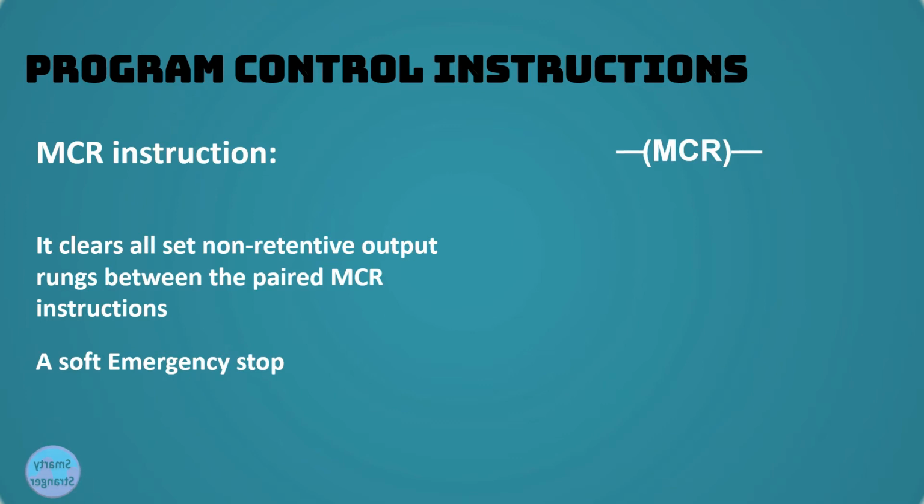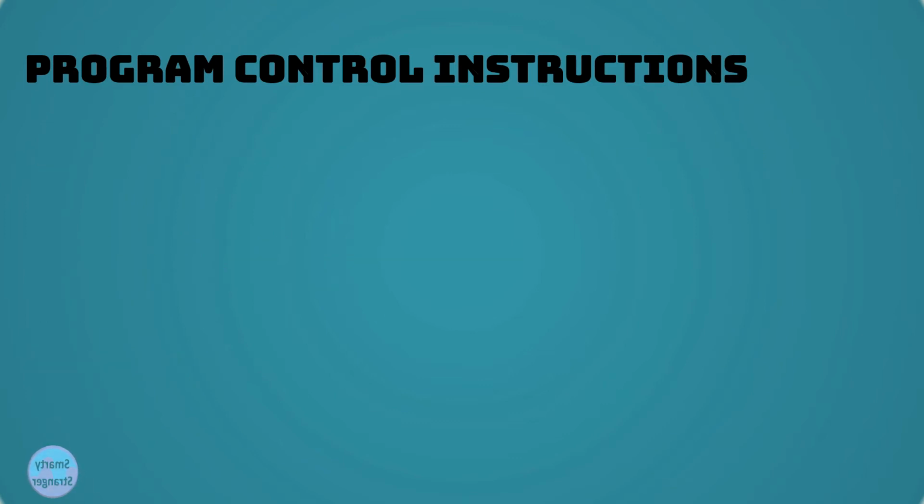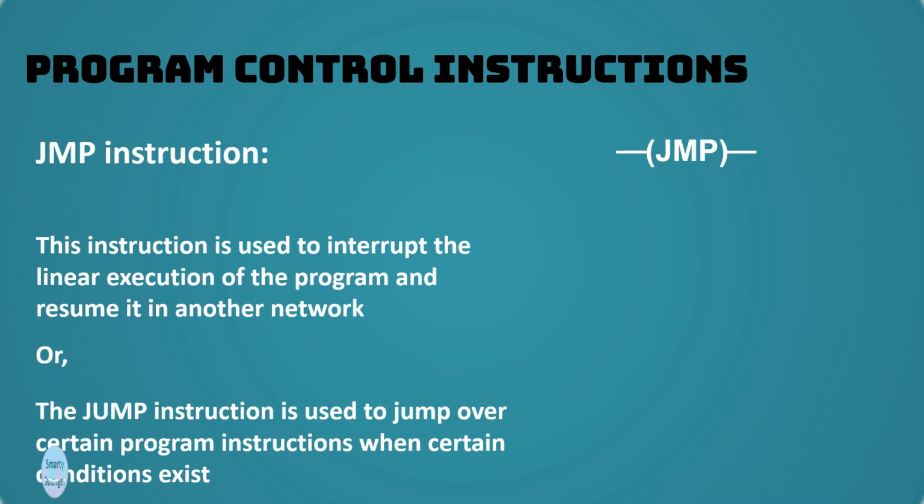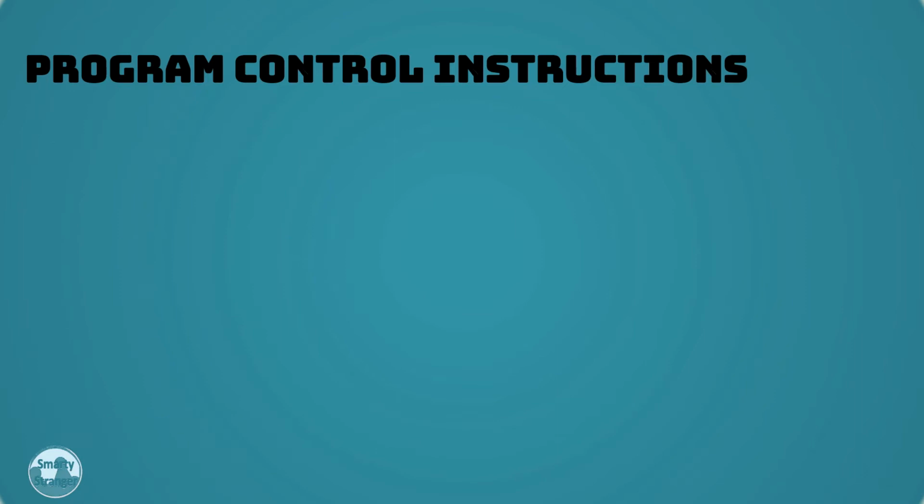The second member of this family is the Jump instruction, JMP. This instruction is used to interrupt the linear execution of the program and resume it in another network. Or we can define it as: the jump instruction is used to jump over certain program instructions when certain conditions exist. Some PLCs use a skip instruction, which is the same as the jump instruction.